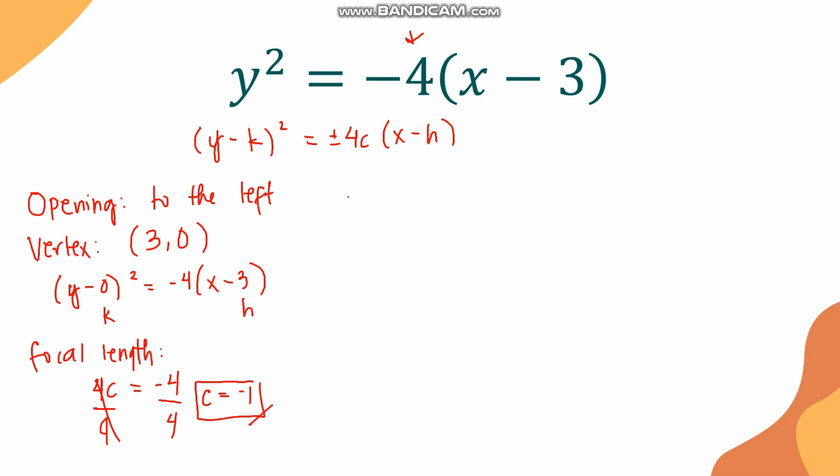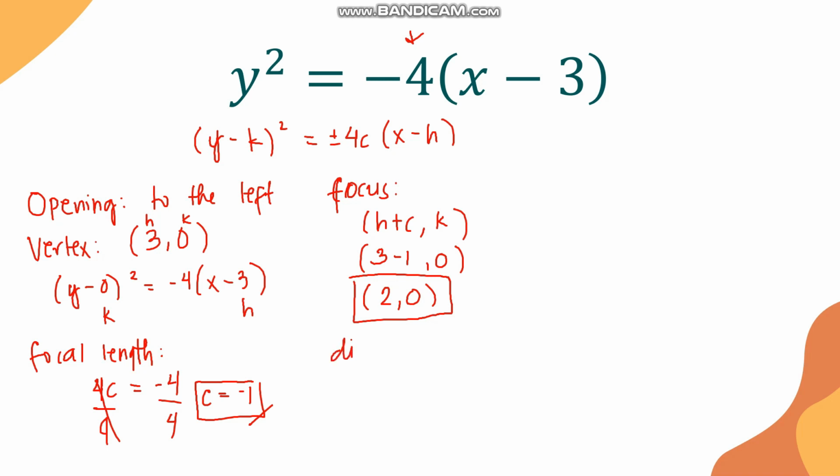Now, after identifying the value of c, we can now identify the location of the focus. Since it opens to the left, that means it follows the form of (h plus c, k). h is given, so we know that h is 3. So, 3 plus negative 1, or 3 minus 1. And then k is 0. So therefore, the focus is located at (2, 0).